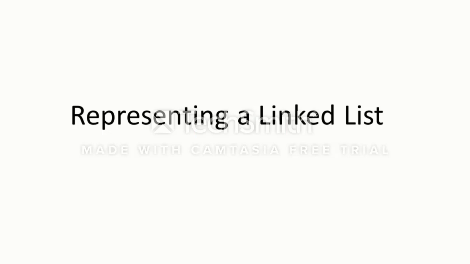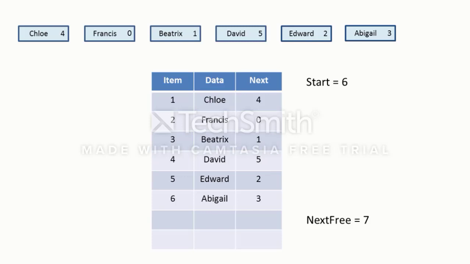So how can we represent a linked list? Let's move towards implementing one programmatically. Here's our system of pointers again, but this time we've got two array variables, one called data, which holds the data in the order in which it arrives, and another array variable which holds the next pointers. We also have a pointer to indicate the first item and a variable to indicate the next free space.